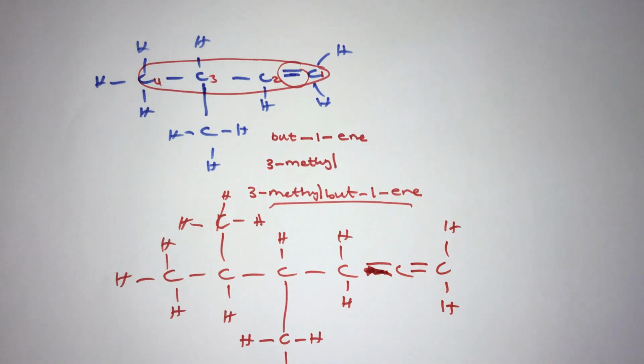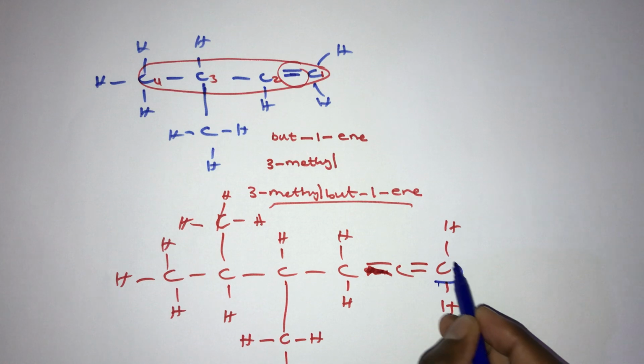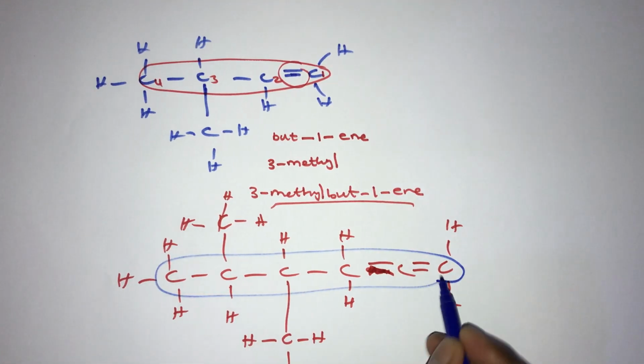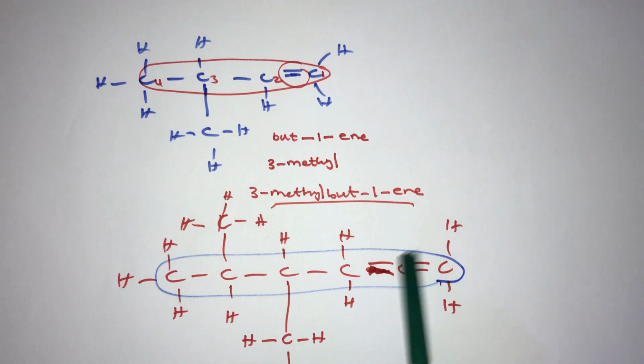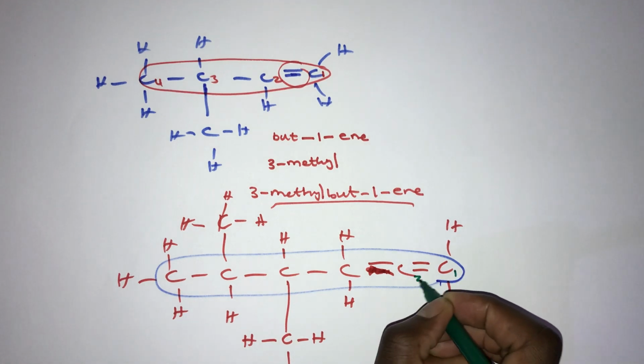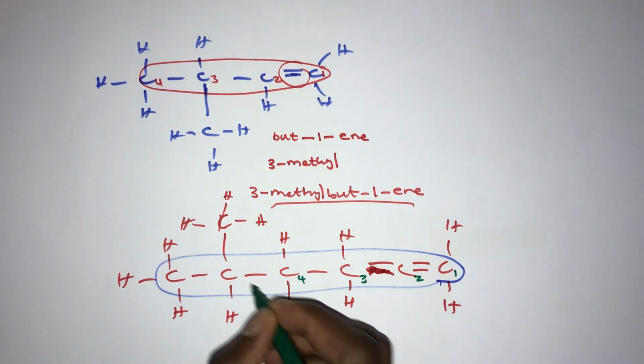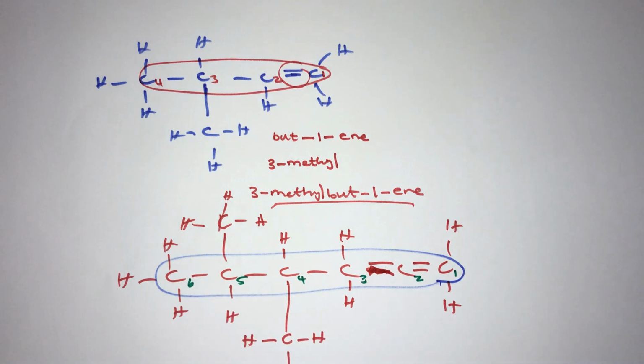All right, so let's try to name this one. First we must circle our longest chain. So we circle the longest chain. That is the longest chain. Now we must start counting. So already we see a double bond in carbon atom number 1. That means we're going to start counting from the right. So 1, 2, 3, 4, 5, 6.